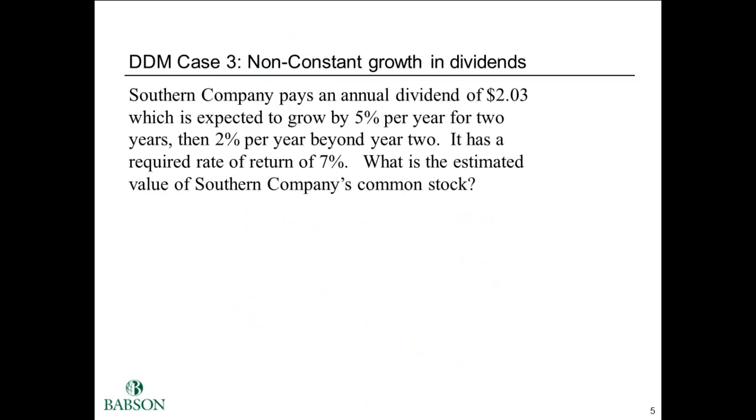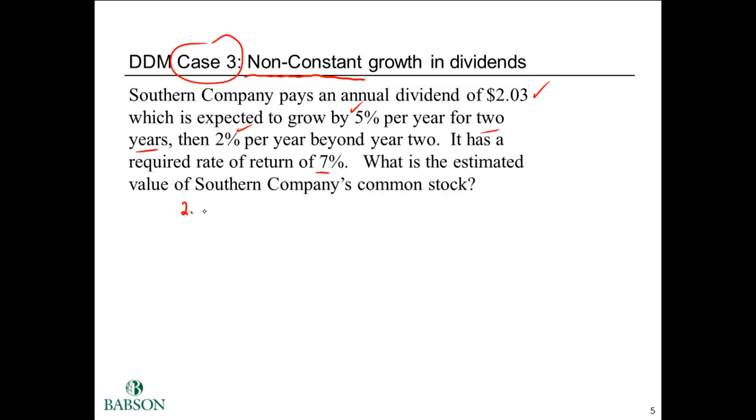And the third case is useful in the instance where there's a non-constant growth rate in either cash flows or dividends. So in this case, we have the same starting dividend of $2.03. It's expected to grow by 5% for 2 years, then 2% beyond. Same required rate of return or discount rate. So in this case, we have a little bit more work to do.